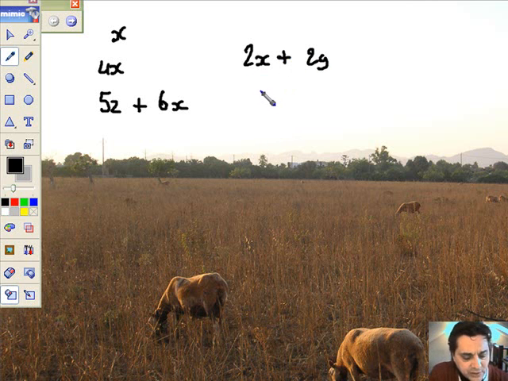Next one, the product of the numbers X, Y and Z. Product means multiply, so we go X, Y, Z.